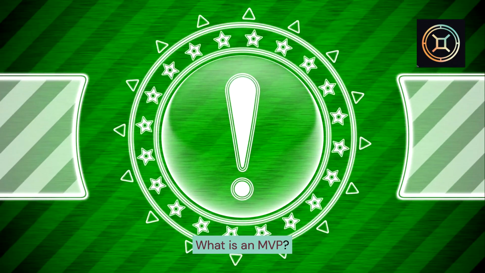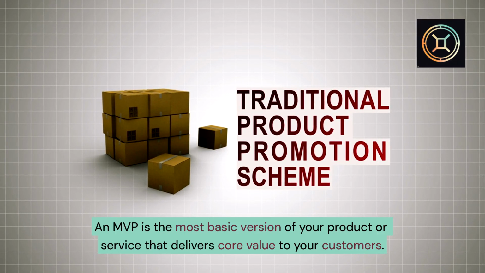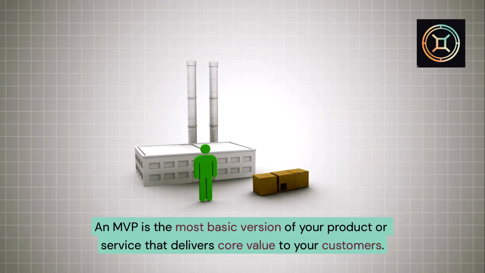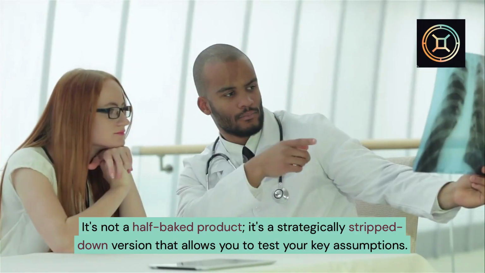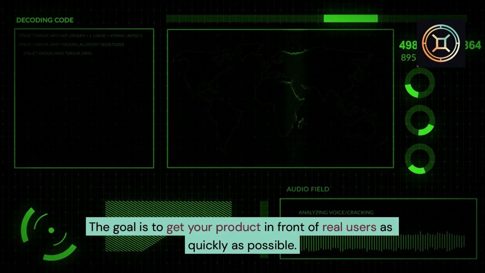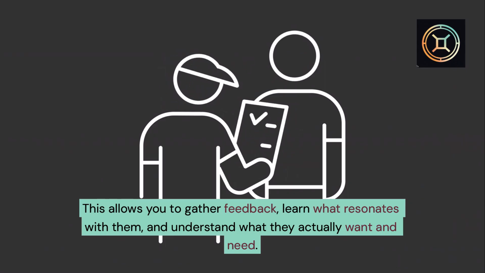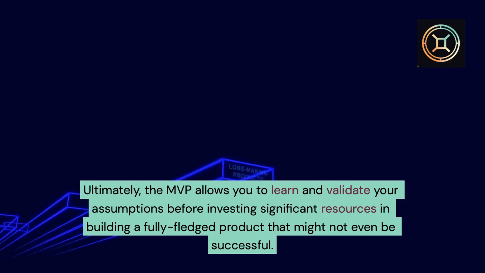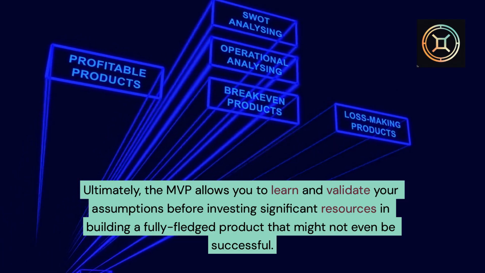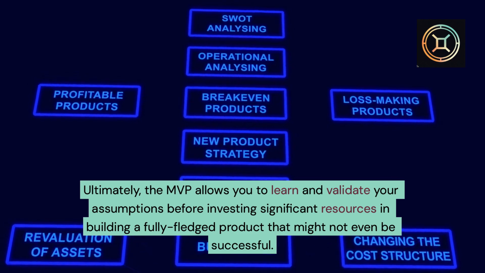What is an MVP? So what exactly is an MVP? An MVP is the most basic version of your product or service that delivers core value to your customers. It's not a half-baked product. It's a strategically stripped-down version that allows you to test your key assumptions. The goal is to get your product in front of real users as quickly as possible. This allows you to gather feedback, learn what resonates with them, and understand what they actually want and need. Ultimately, the MVP allows you to learn and validate your assumptions before investing significant resources in building a fully fledged product that might not even be successful.